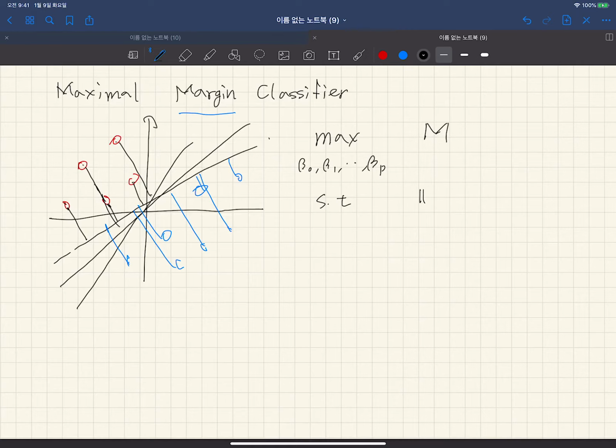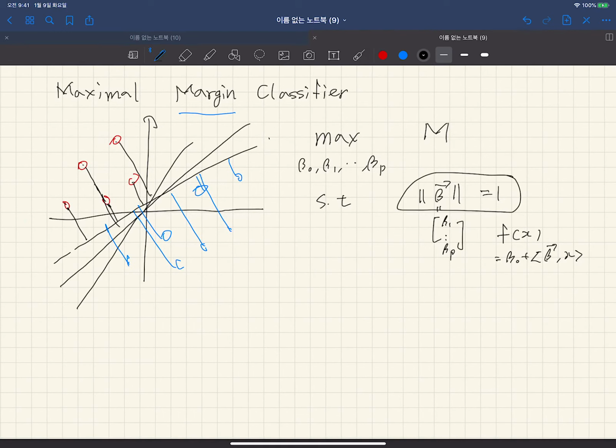to easily measure the distance to the hyperplane, we want to constrain the norm of the beta vector that consists of beta 1 to beta p equal to 1, so that f(x) equals beta 0 plus the inner product between the beta vector and x, which basically gives you the distance, and the sign of f(x) gives you which side each data point belongs to. And this is the first constraint.